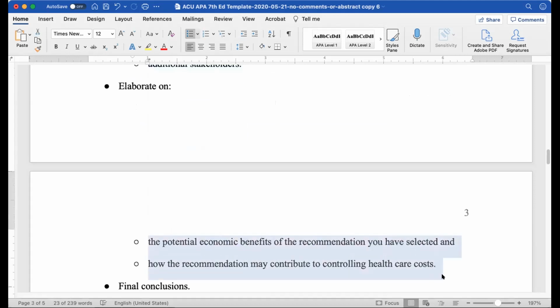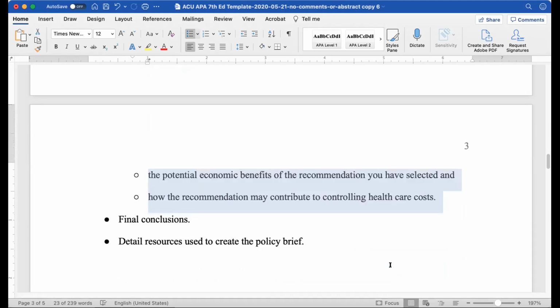All right, now it says elaborate on the potential economic benefits and how the recommendation may contribute to controlling healthcare costs. So again, this is going back to what is the issue and how are you quantifying that? Now, low retention has its own costs, and there are lots of articles out there that do delve into this. So you don't have to recreate the wheel if you're going with something like that. You just need to identify the literature and see, okay, what's the scope of this problem as it is now? And knowing that, what are the potential benefits of addressing it? And then the final conclusions and detailing the resources to create the policy brief.